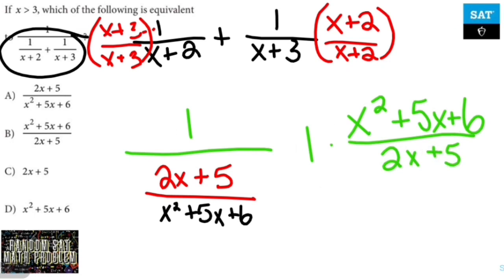1 times that makes that 1 useless. And so I'm left with x squared plus 5x plus 6 and 2x plus 5. Now, if you're wondering why they gave you x has to be greater than 3 in the original problem, if you were to plug in certain numbers like -3, -2, you would get something that's undefined, which is not allowed. So you have to go with certain traits that say x is greater than 3 to avoid asymptotes. And that's it.